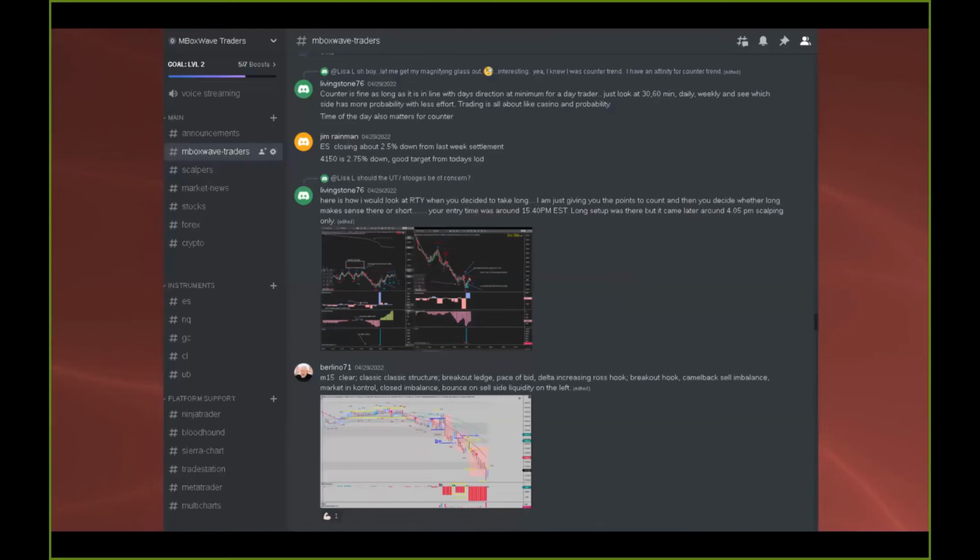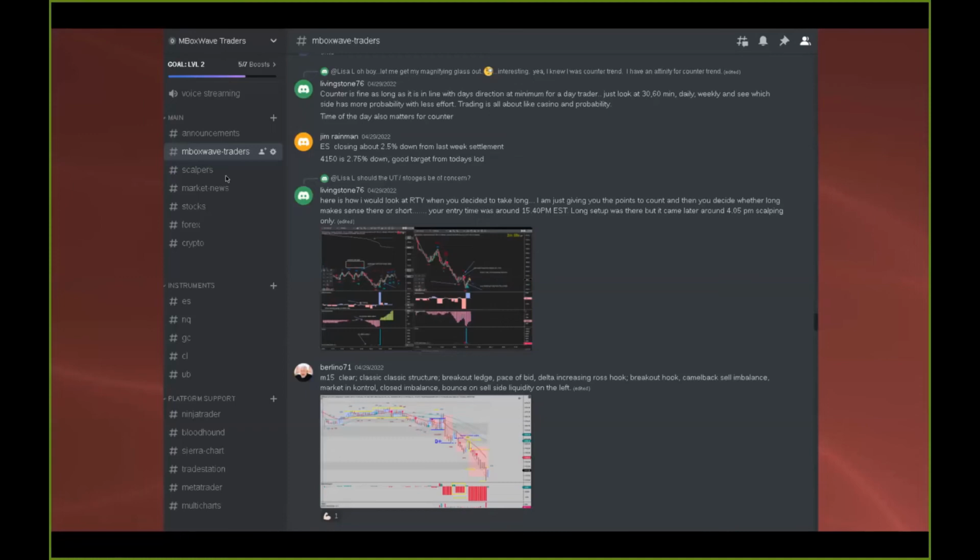So, this is what it looks like, right? We got a bunch of channels here on the left, announcements. If you're in there, you get the latest news right away instead of waiting for an email or Twitter or whatever. And also I get to chime in from time to time. So we got the MboxWave traders room. That's the main room, people writing things. This guy is talking about analysis on the RTY. This guy's talking about this breakdown with the control.